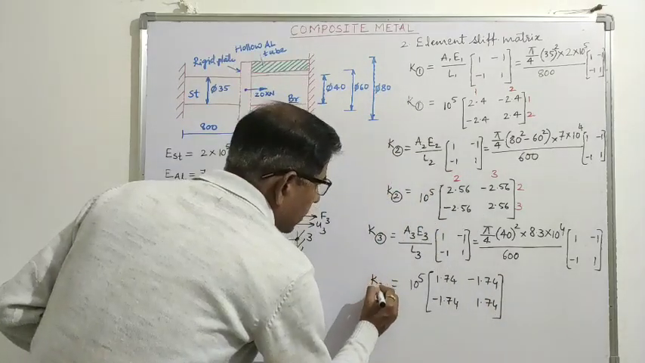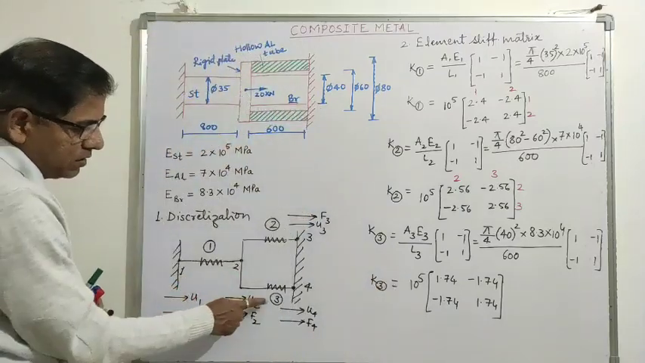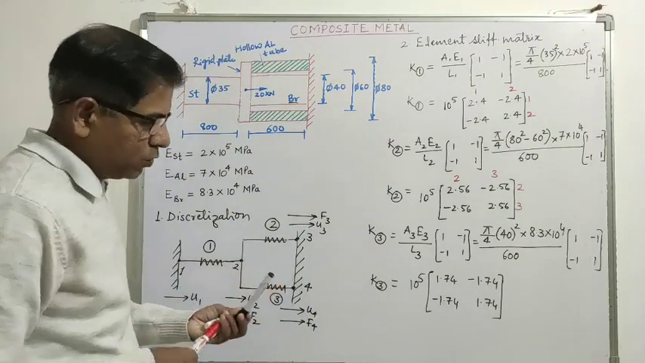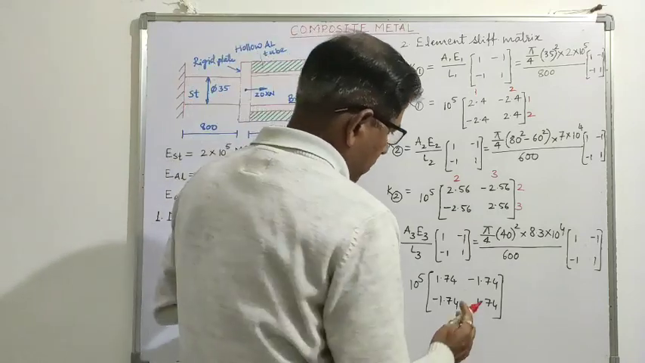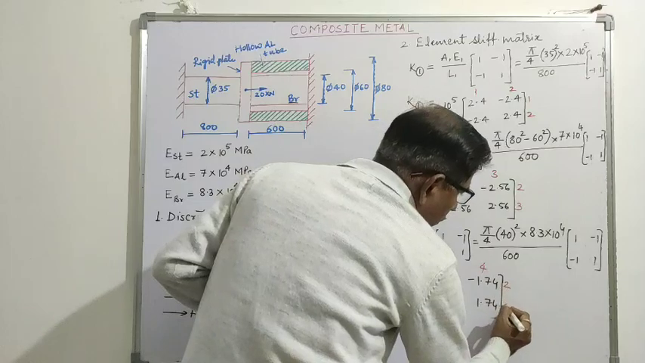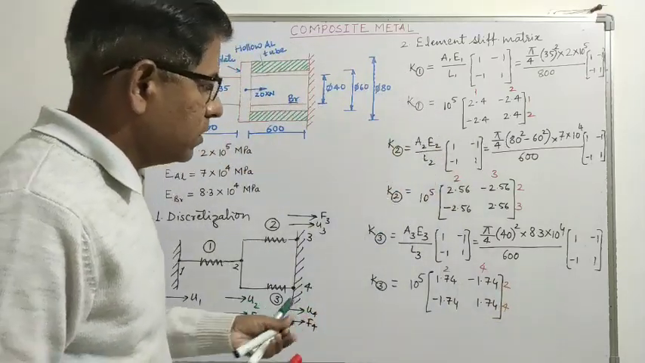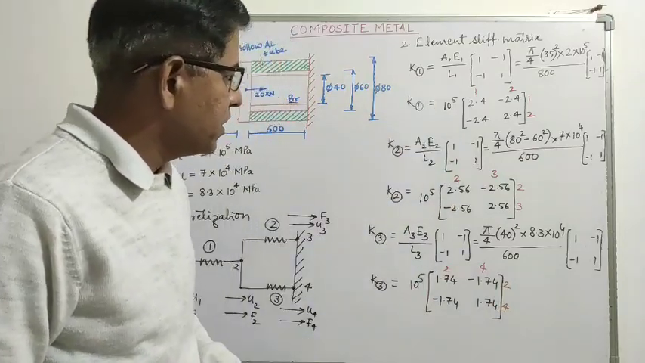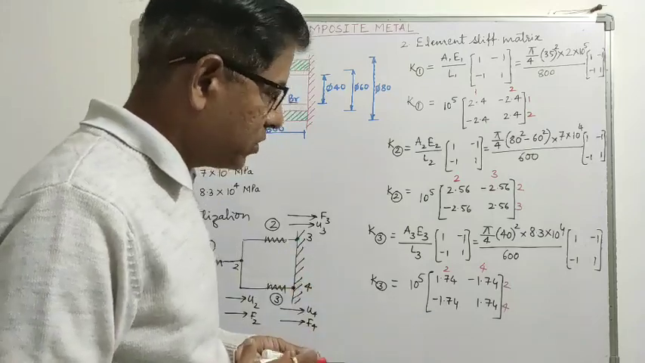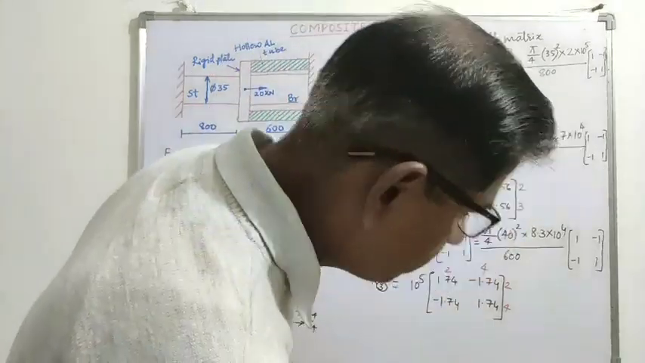And what will be the row number and column number? Since element number 3 is made up of node numbers 2 and 4, we give the row number and column number as 2 4 2 4. So these are the element stiffness matrices. Now we form the global stiffness matrix out of these 3 stiffness matrices.